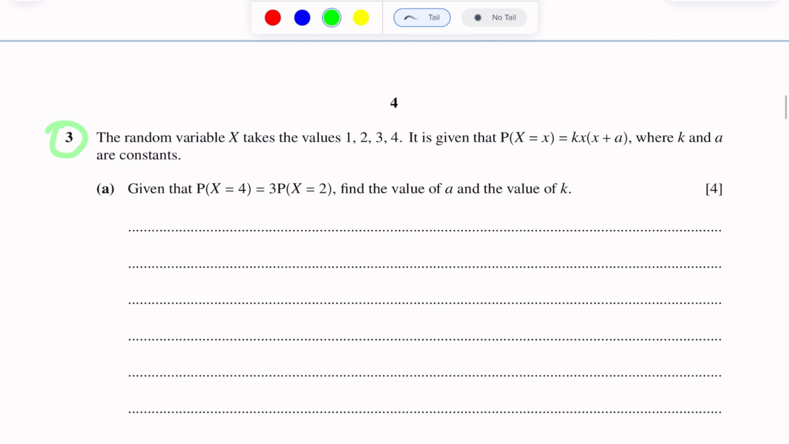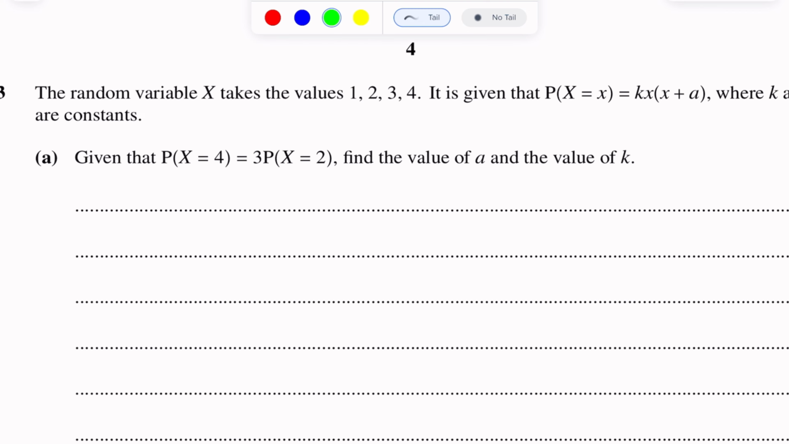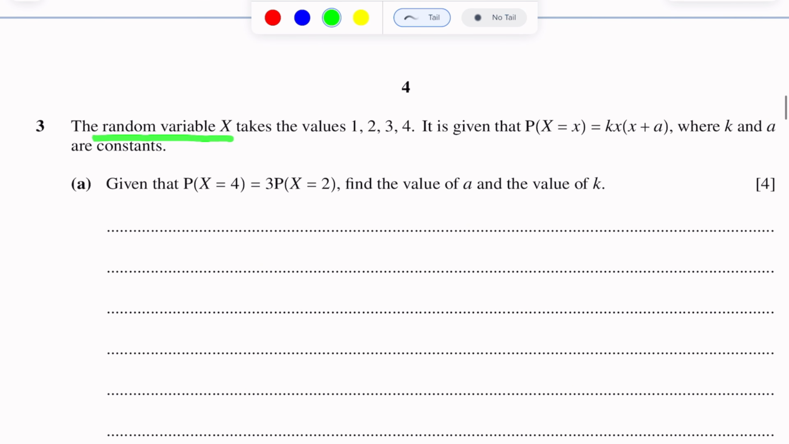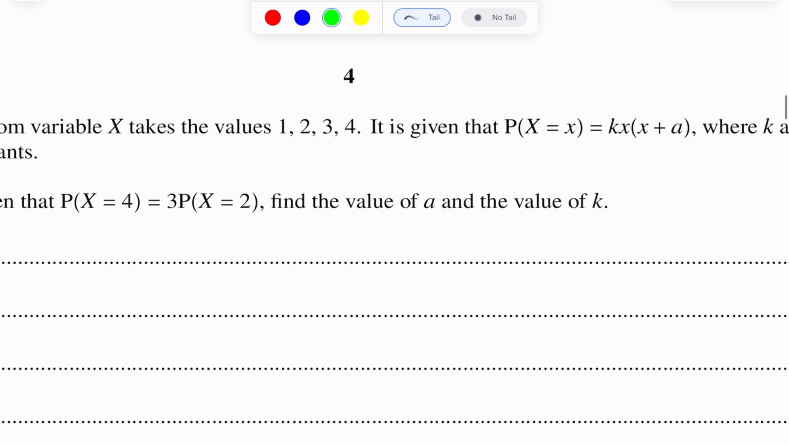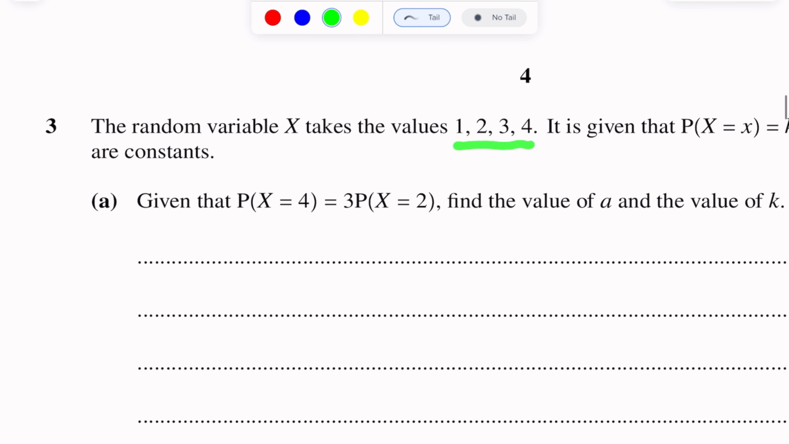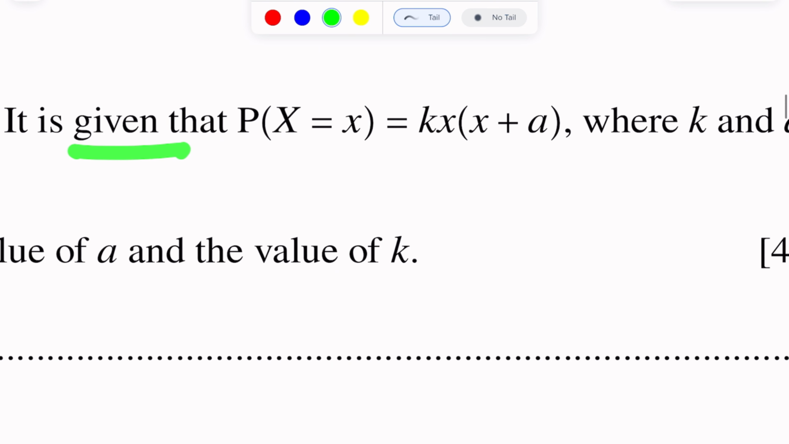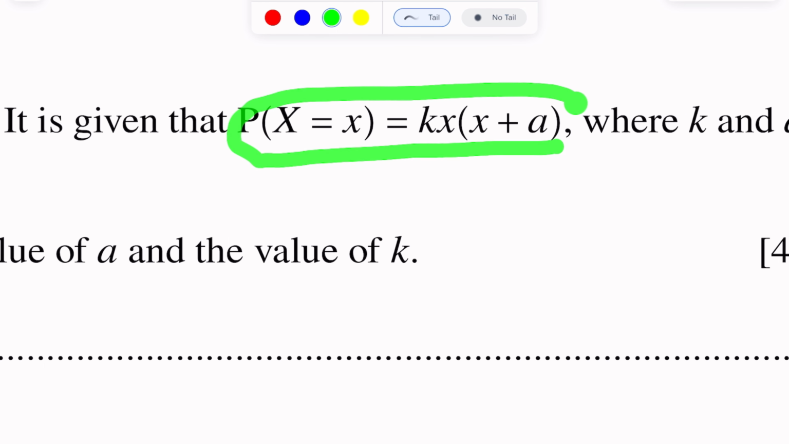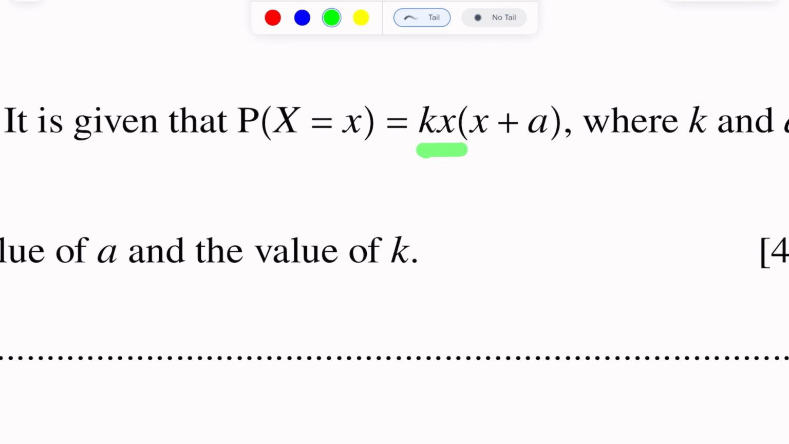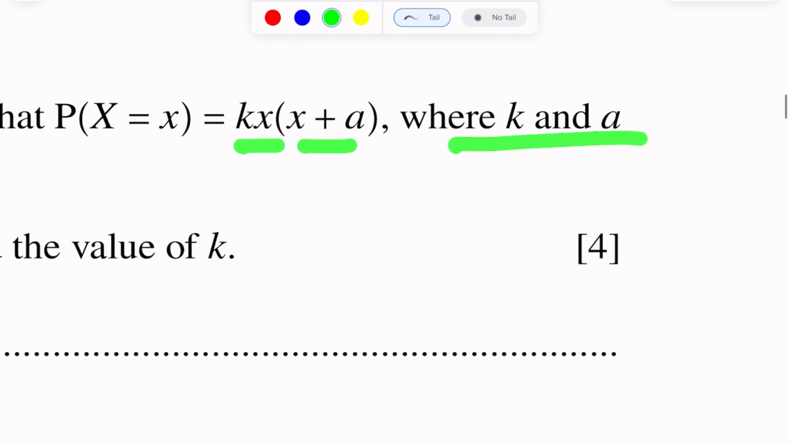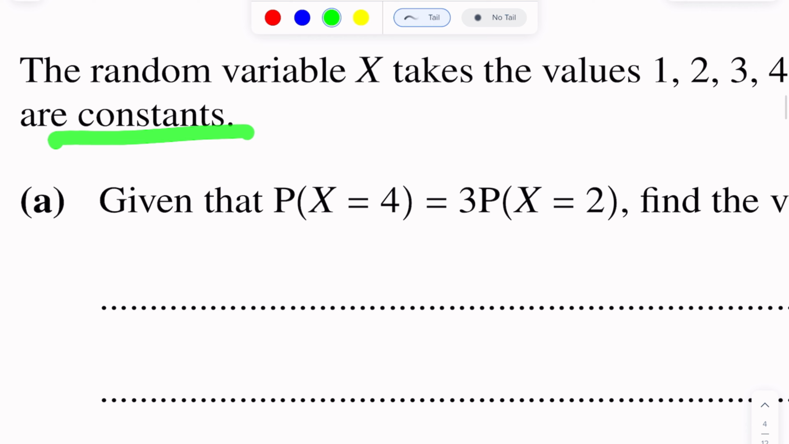Question 3. This question is from discrete random variable. The random variable X takes the values 1, 2, 3, 4. These are the values of X. X is a discrete random variable. It is given that the probability of X equal to x is kx into (x plus a), where k and a are constants.